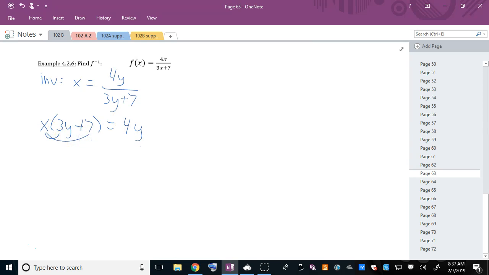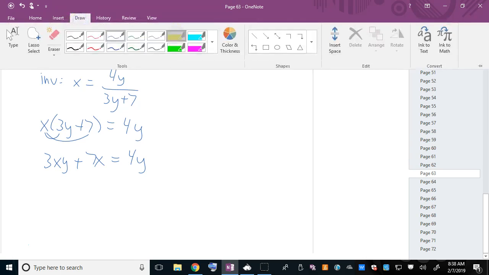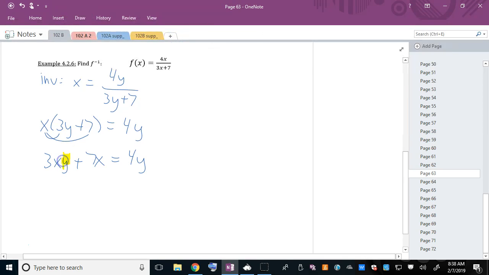let's distribute. So I get 3xy plus 7x is 4y. Now, a common mistake I see people make is they then divide by 4. That will get y by itself, but I will have a y in my answer, which means I won't really have solved for y. So that's not actually what I want to do.